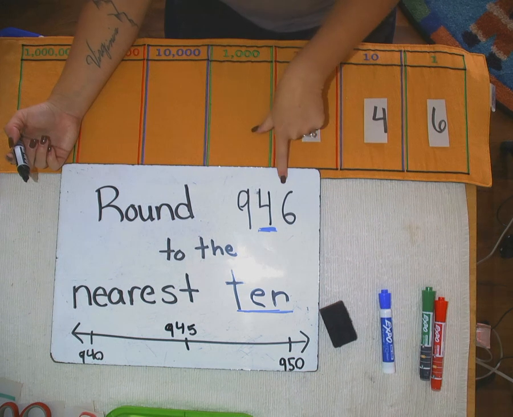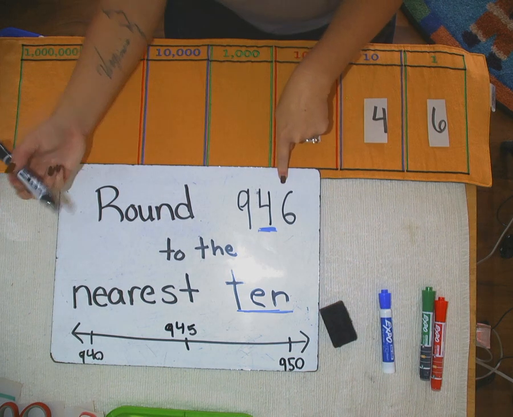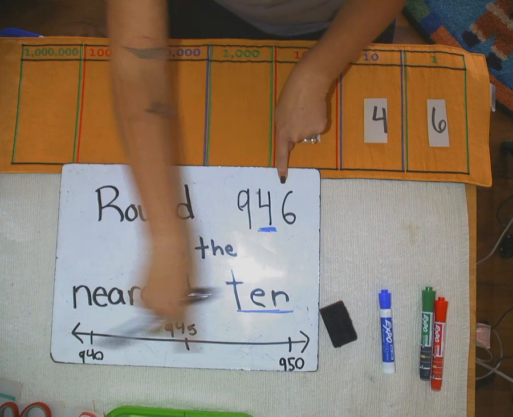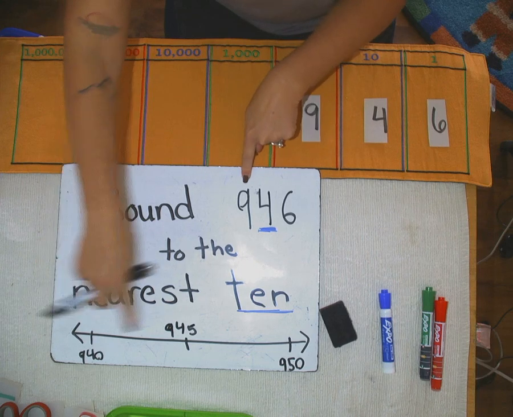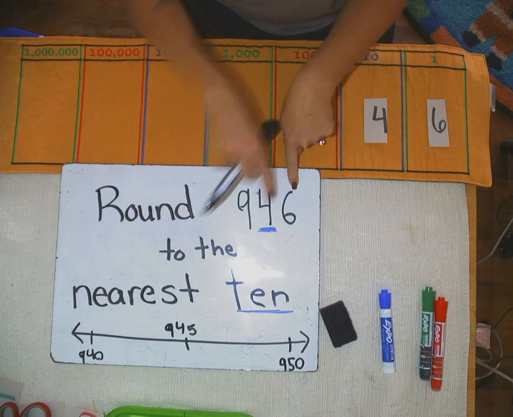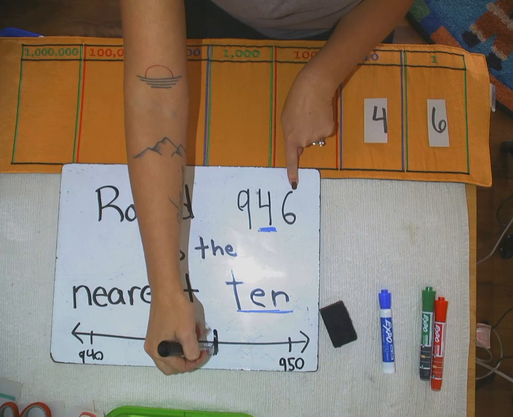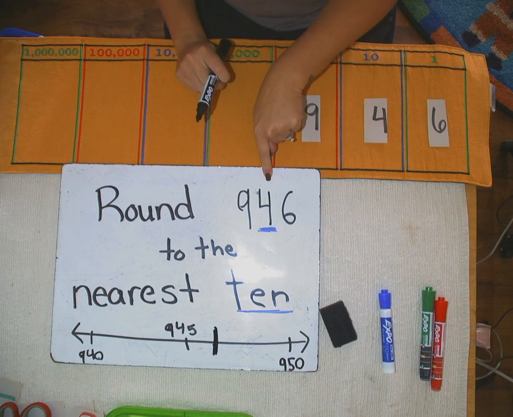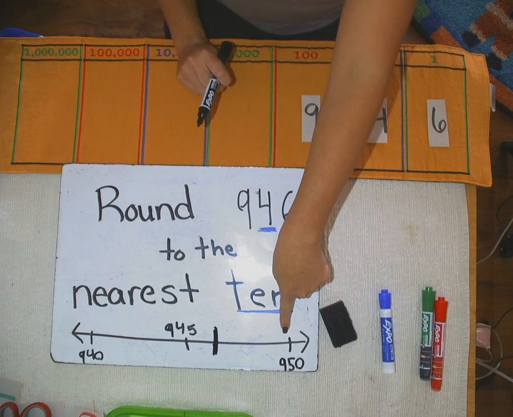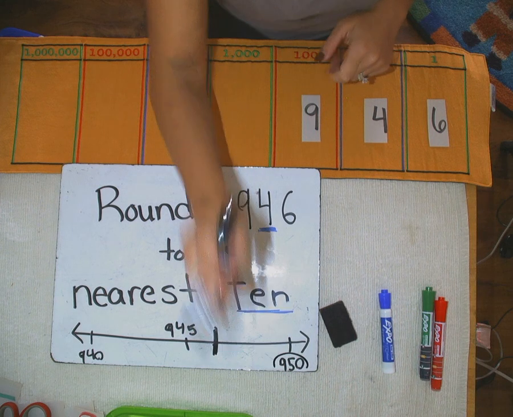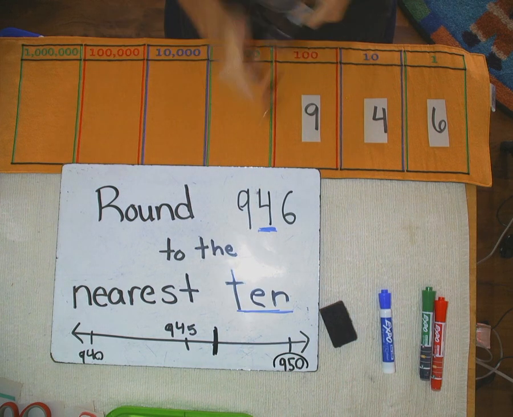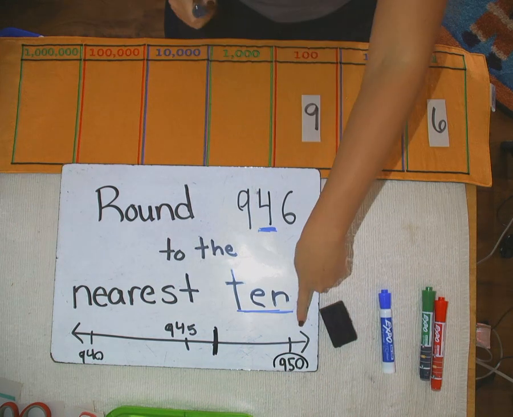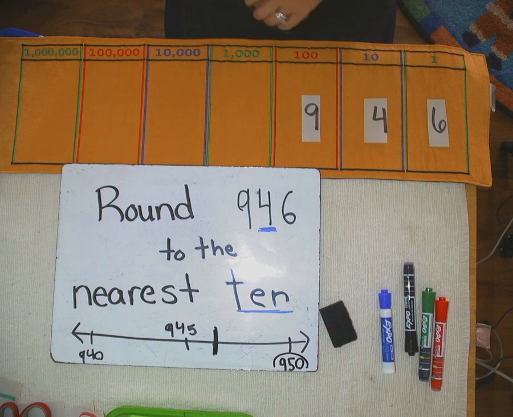And the question is, which is closer? Which is it closer to on the benchmark number line? Well, we have 945, 946. Here is where our number lies on our benchmark number line, closer to 950. That means that rounding the number 946 to the nearest 10 is 950. This is rounding to the tens using a number line as your benchmark.